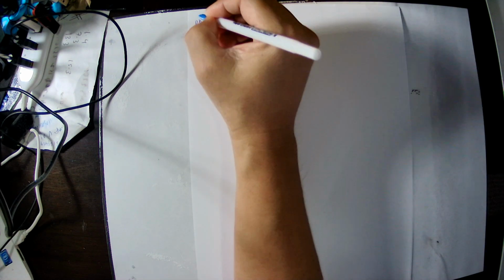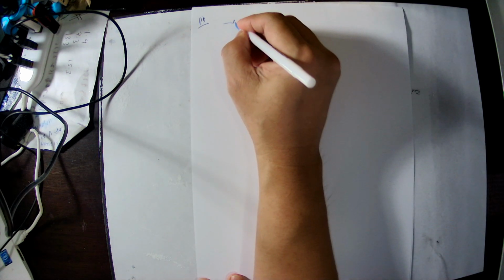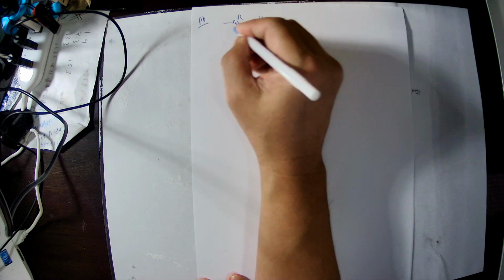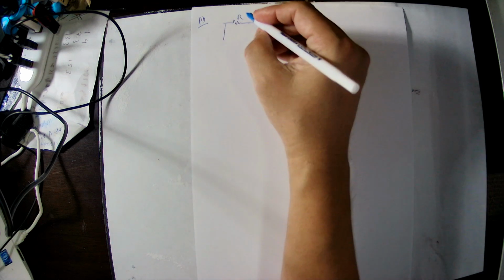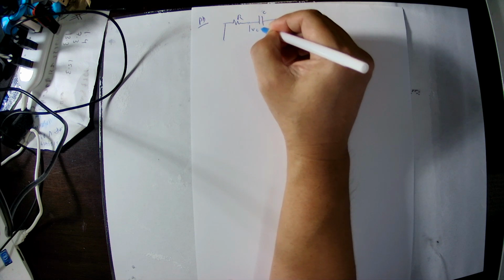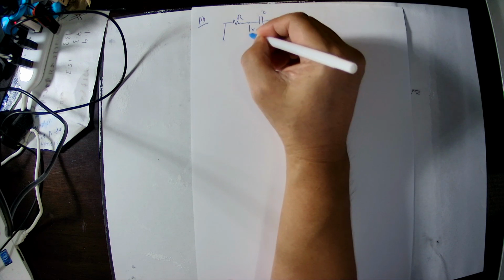Okay, the next one, capacitor in series with resistor. Capacitor is connected in series with the resistor. This is resistor and this is capacitor. Voltage across the capacitor is 190 volt, so this is VC, 190 volt. Voltage drop across the resistor is 147 volt, so the VR, 147.